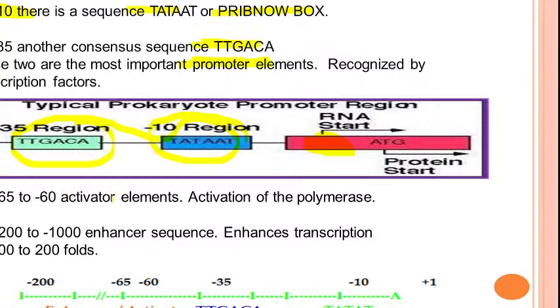At -65 to -60 we have activator elements. These are promoter elements. At -200 to -1000 we have the enhancer sequences. So we have promoter sequences, activator sequences, as well as enhancer sequences, all present right before the initiation sequence, right before the coding sequence. Getting my point?